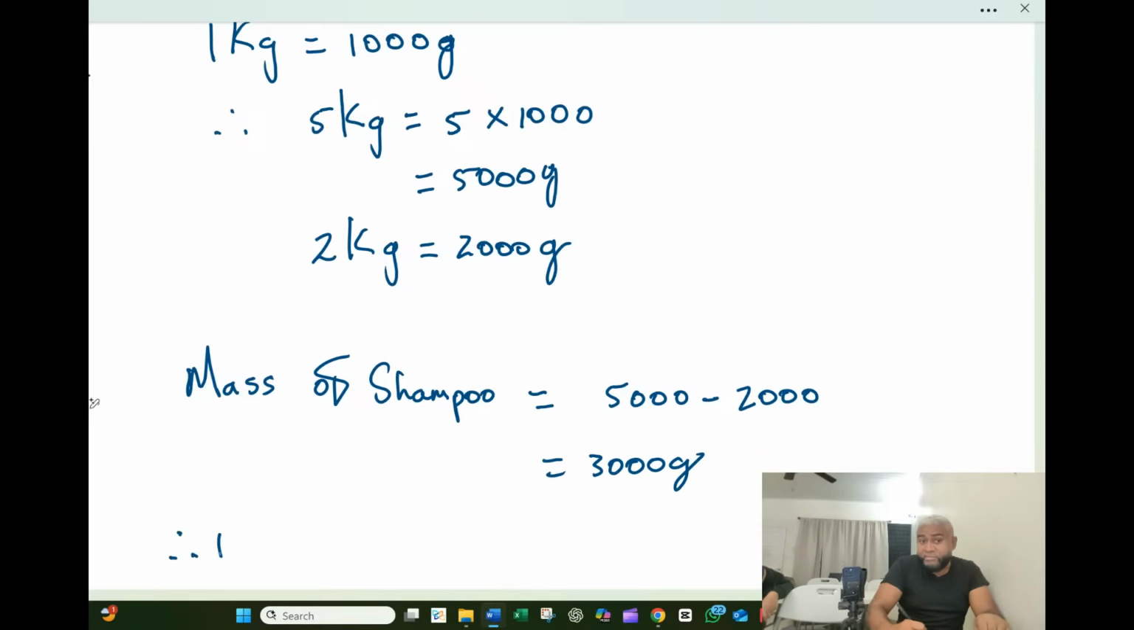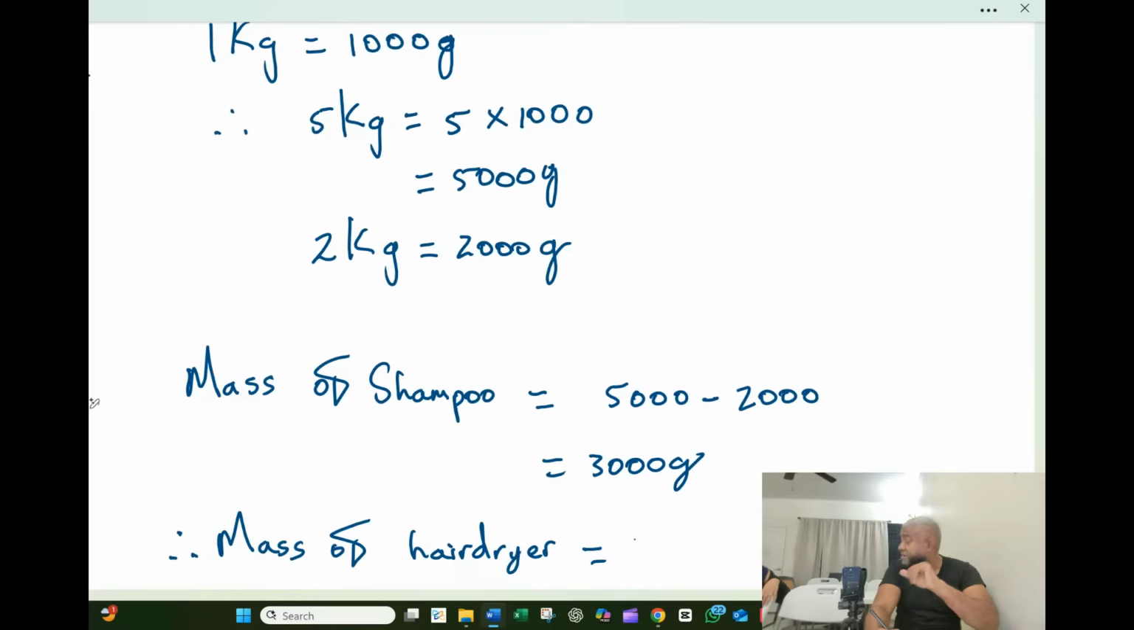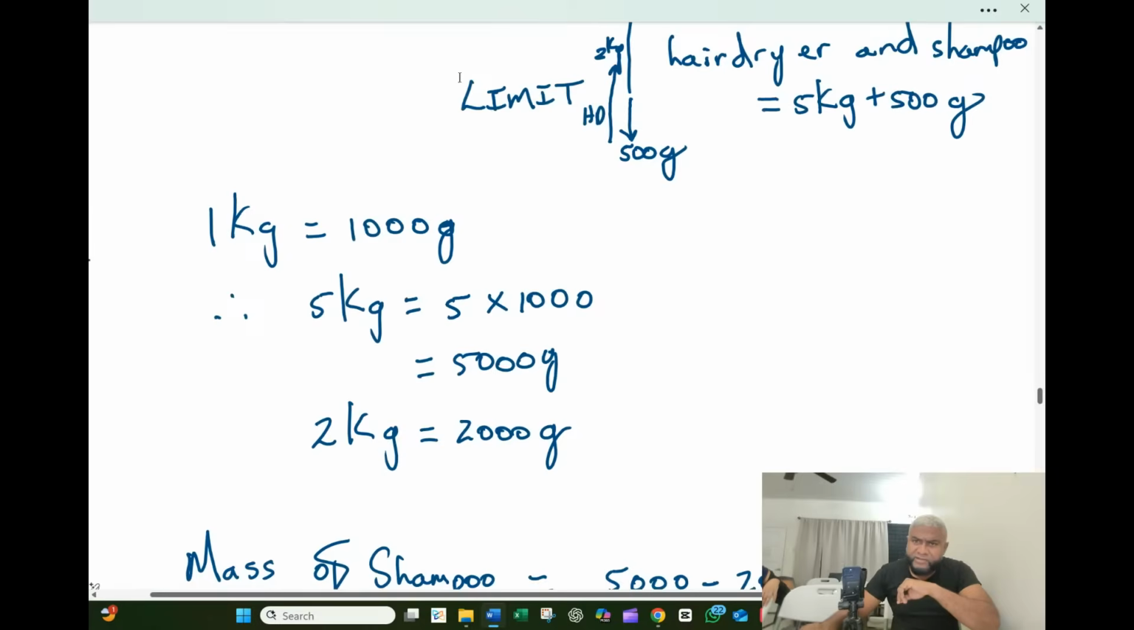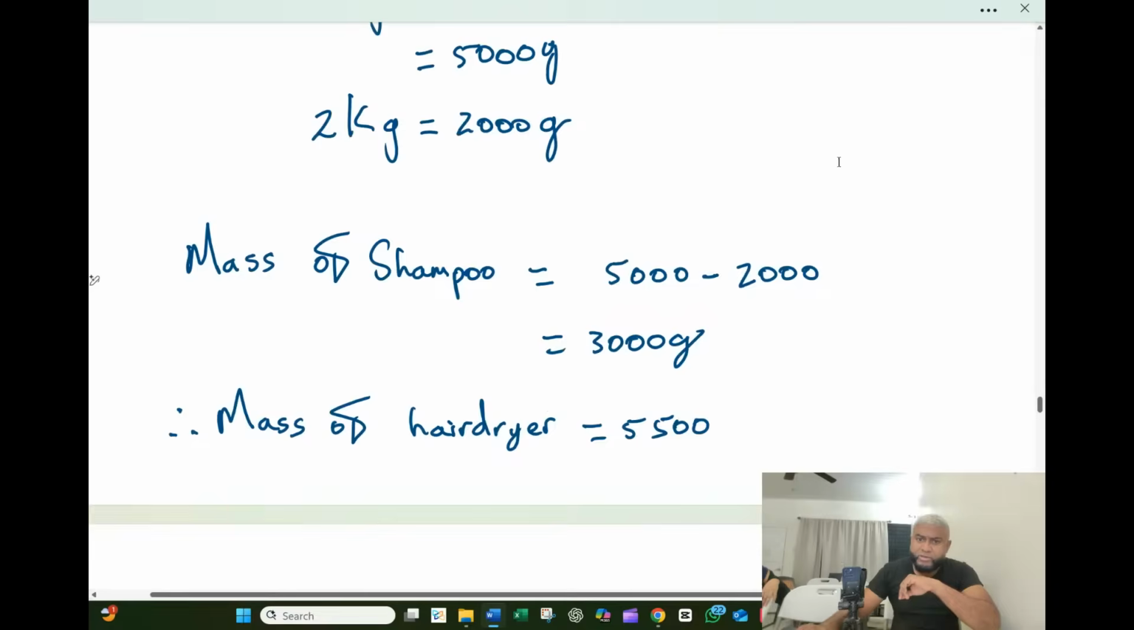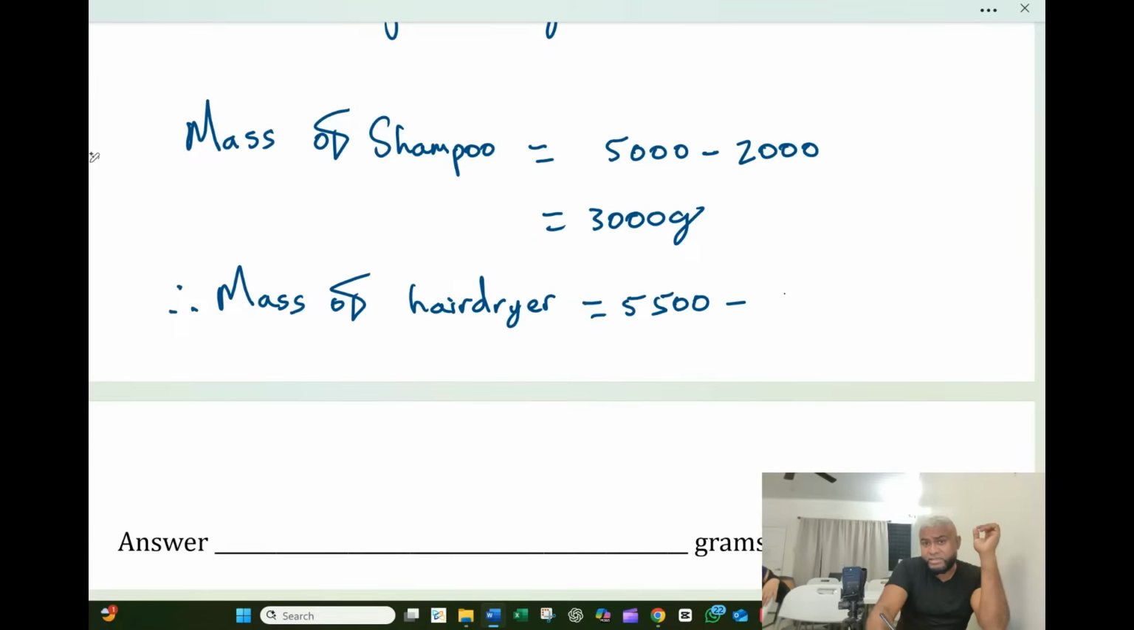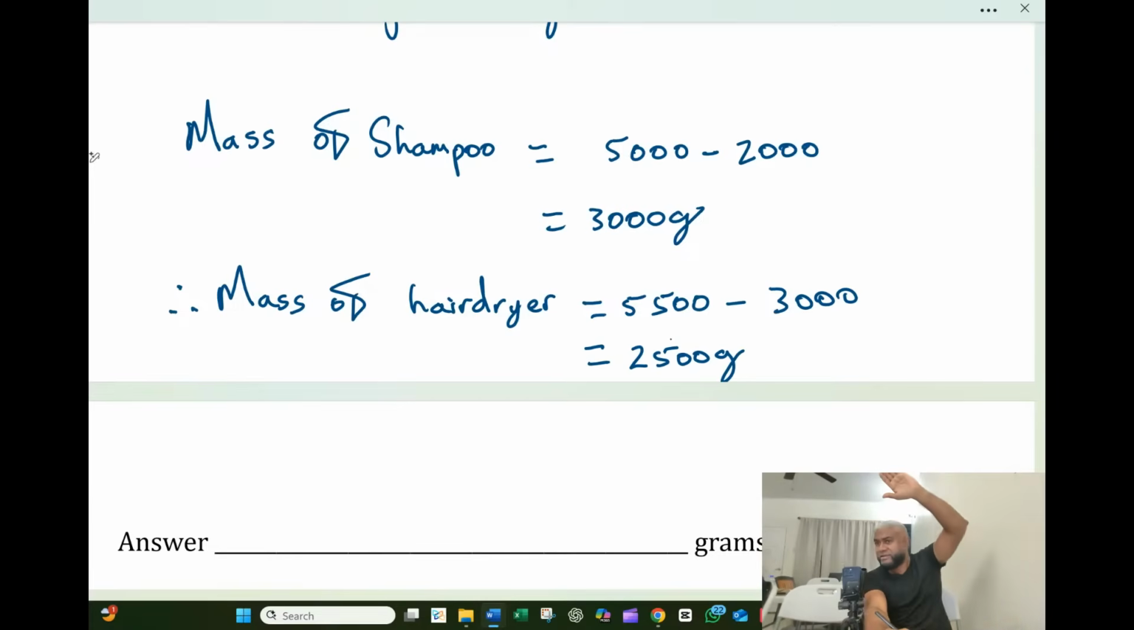So therefore, the mass of the hair dryer would actually be the 5,500, which is the total, minus the 3,000. Did I put a statement for the total? Yeah, look it up here, right? So it'll be 5,500 minus the 3,000, which is the shampoo, and this will give us 2,500 grams. You see how to get this? So I made a mistake. Everybody got 2,500, right? So it will be 2,500 grams.